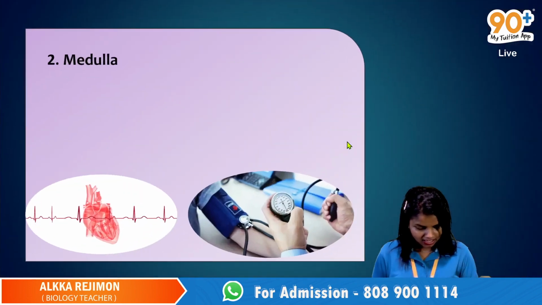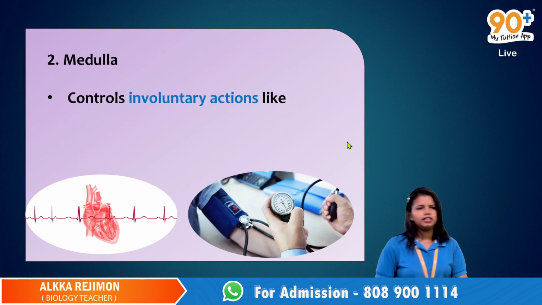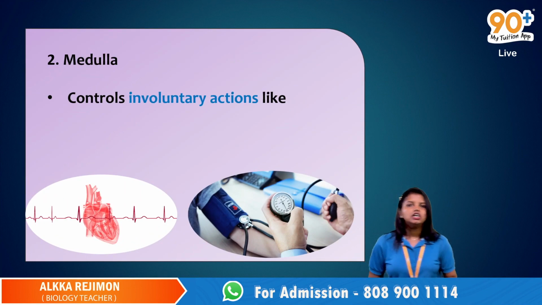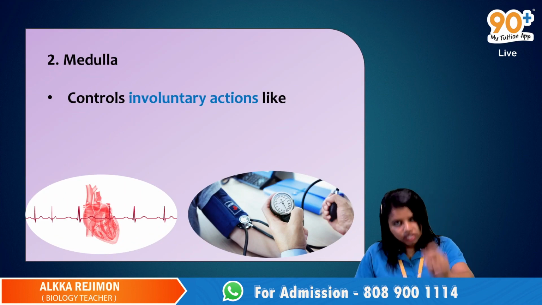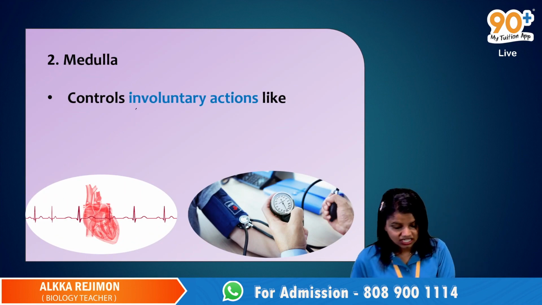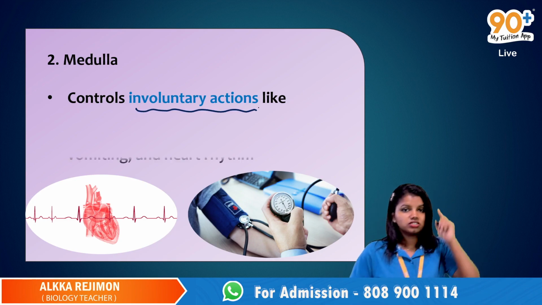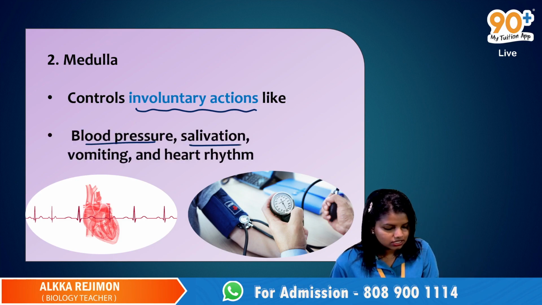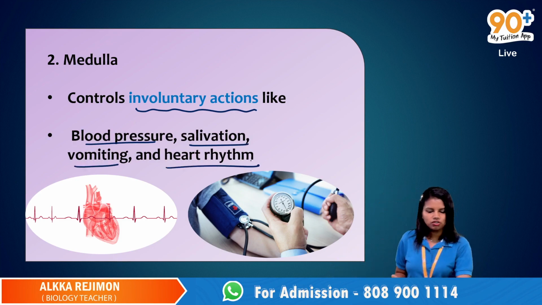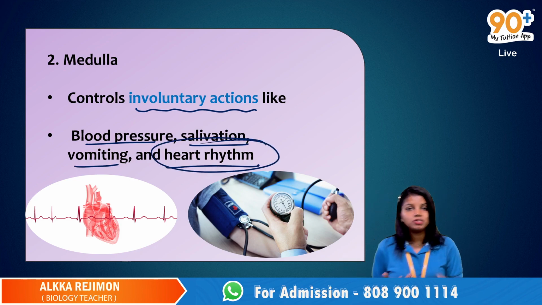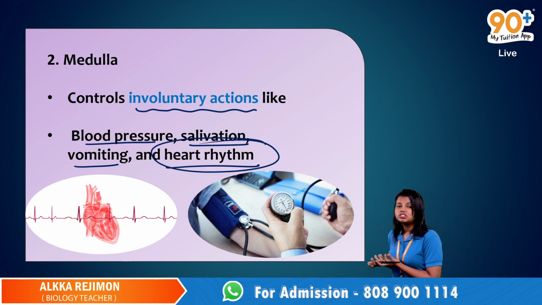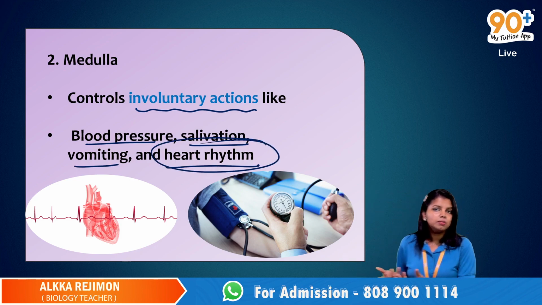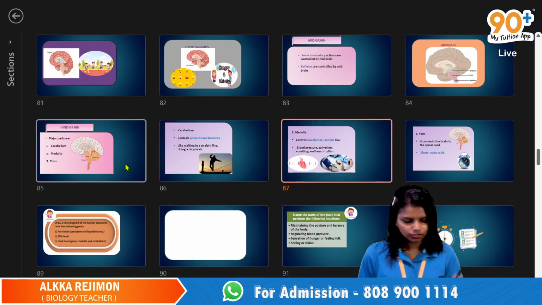Yes, and then you have the medulla, that bulged portion, right? So the medulla is one of the most important portions in the hindbrain, which is taking care of the involuntary actions which are very important, like the blood pressure, the salivation, vomiting, heart rhythm, etc. So here you can see the rhythm of your heart is being controlled by the part which is available in the hindbrain, and that is called the medulla.